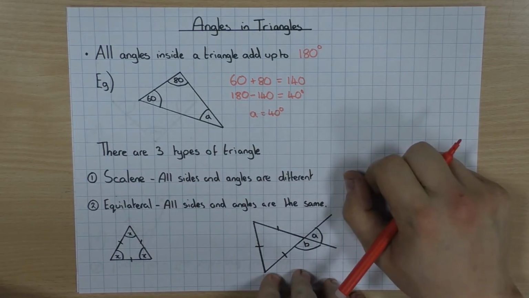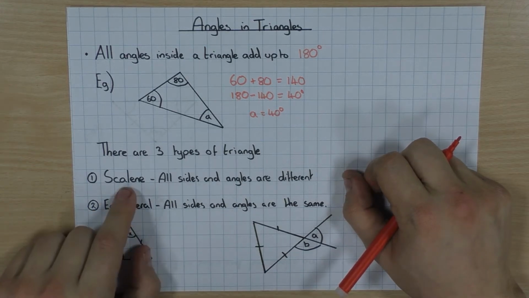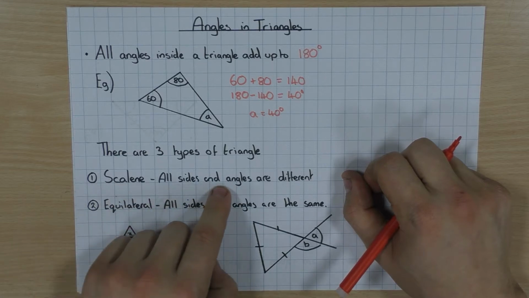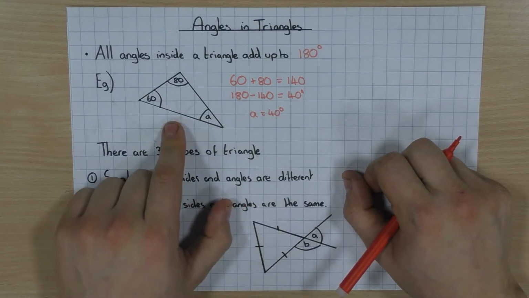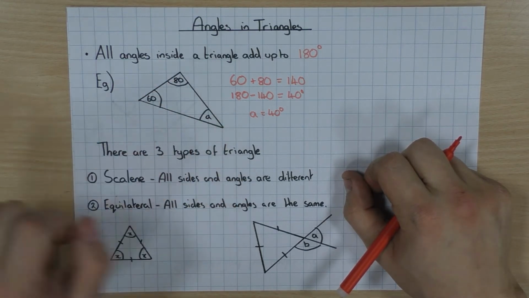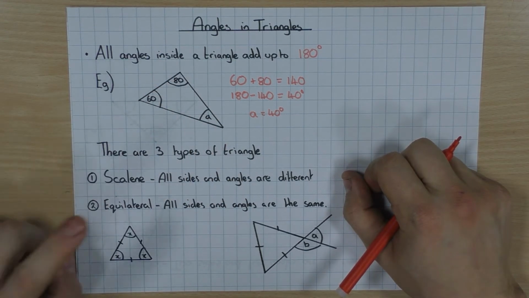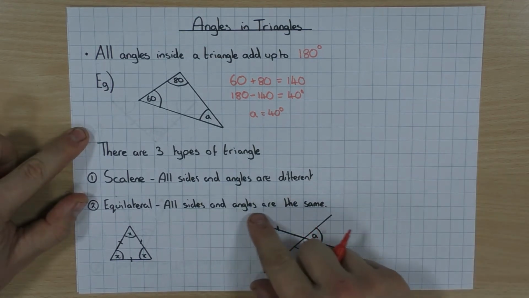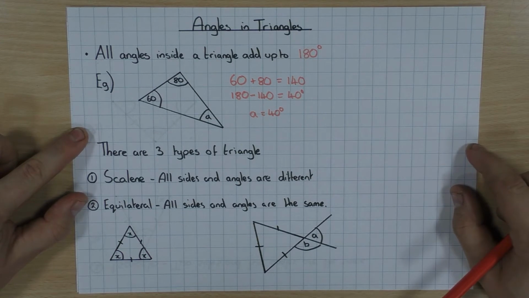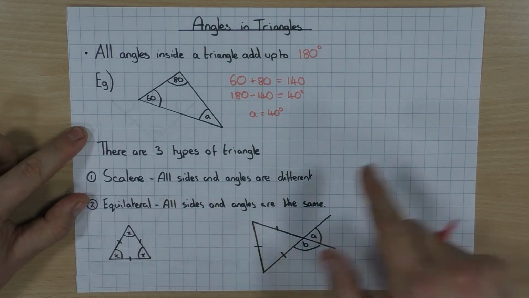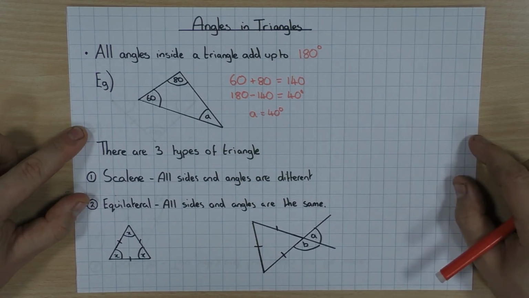Now there's three types of triangle, and they've got special names which you do need to remember. The first of which, well, not so special really, is a scalene triangle where all the sides and all the angles are different. So this would be an example of a scalene triangle because it's all completely different. So that's the first one that you need to be able to remember. The next one is an equilateral triangle where all the sides and all the angles are the same, okay, which is quite easy to remember really because equilateral has equal in it. So all sides and all angles are equal.